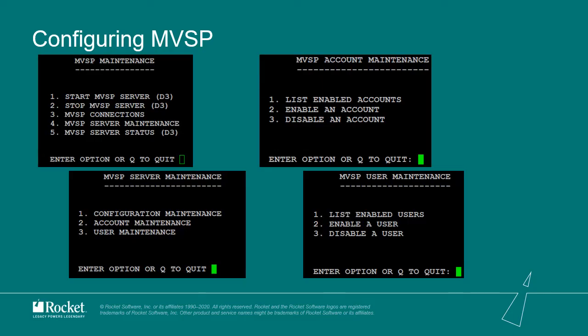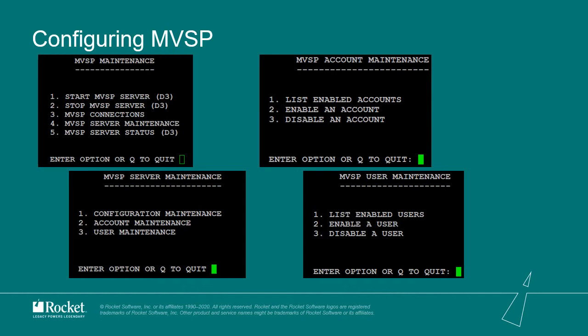Let's look at the MVSP maintenance menu. As previously mentioned, you can get here by entering M at TCL in the MVSP account. Options 1, 2, and 5 deal with starting, stopping, and checking status of the MVSP Telnet listener. Pretty easy stuff, so let's concentrate on number 4. The most common configuration of MVSP deals with enabling users and accounts to use MVSP.